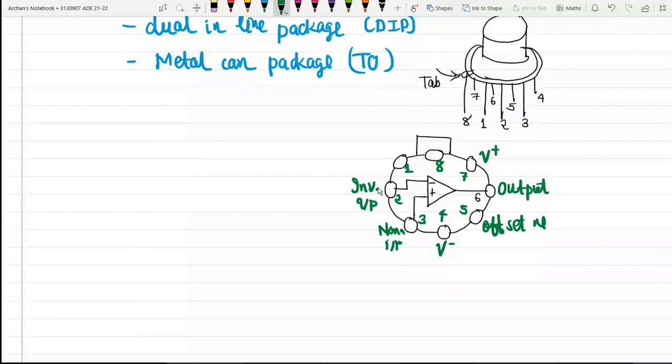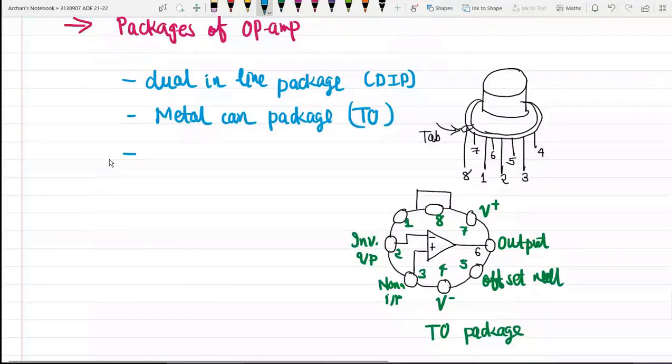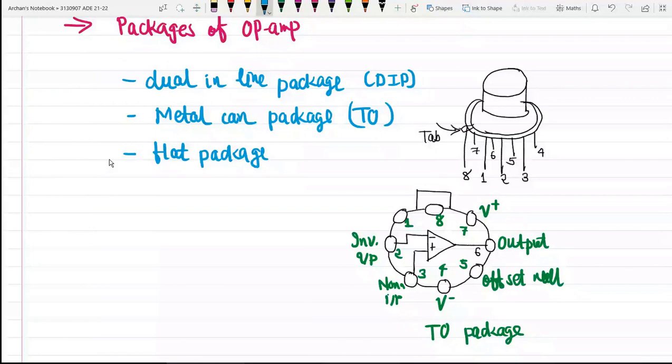Okay, so these are metal can packages, or you can call them TO packages. And then there is a third kind of package which is available. It is known as flat package or flat pack. So talking about these three, the dual inline package.